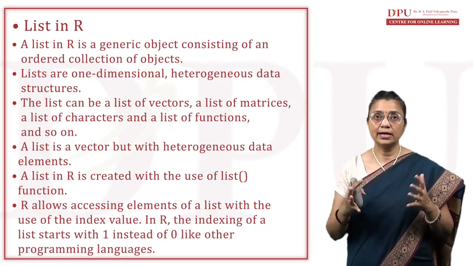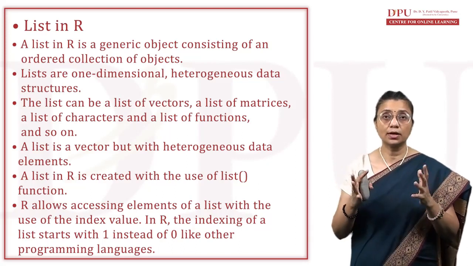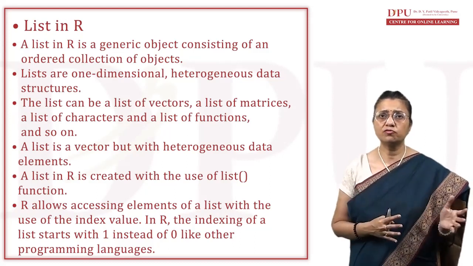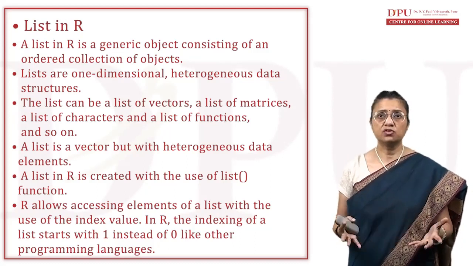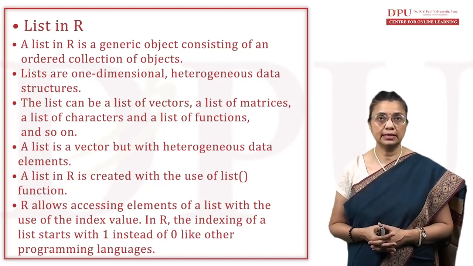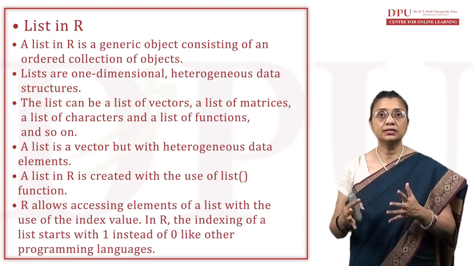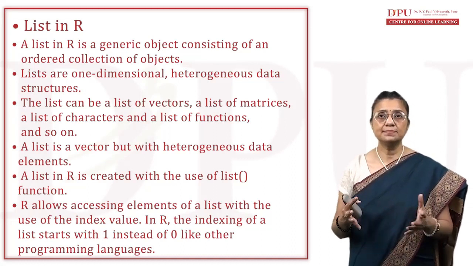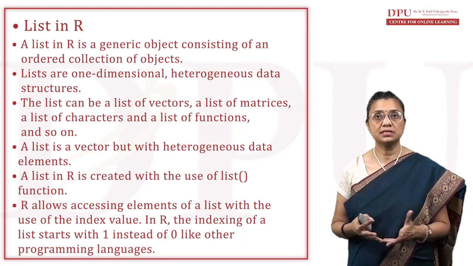They are one-dimensional, which means there is just one column. You can imagine there is just one column and just a list of various values. Heterogeneous data structures, which means different types of values are there in the list. A list can have another list inside it. That can also be the case. So different types of data structures can be present in a list.